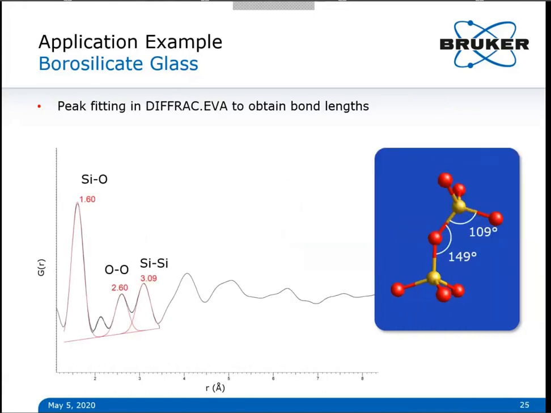If we look a little more closely, we can obtain bond lengths and indirectly bond angles by fitting the PDF peaks. We see that the oxygen-silicon-oxygen bond angle is about 109 degrees, which confirms the tetrahedral environment of oxygen around silicon. By interpreting the peak at 3.1 angstroms as silicon-silicon pairs, we can calculate a silicon-oxygen-silicon angle of about 149 degrees, which is slightly larger than what is seen in quartz.